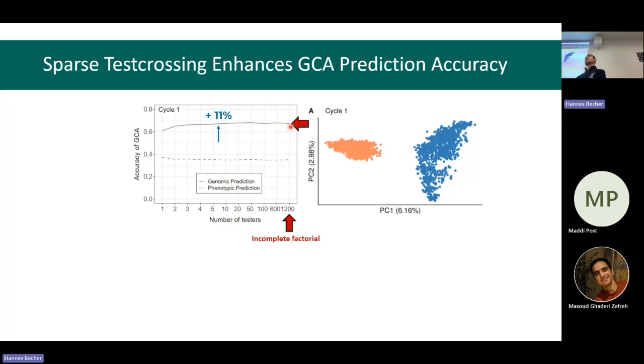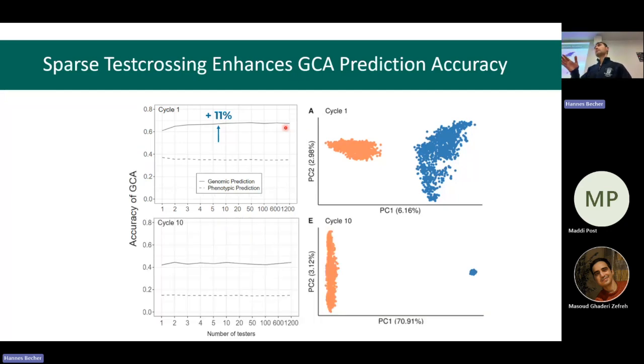So we see an increase in accuracy of GCA when you increase the number of testers with genomic models, but not with the phenotype model. I want to talk about that in a few slides, so we will address the reason why. Then, in cycle 10, when the divergence between the pools is high and they are highly separated, the advantage disappears, and we don't see much increase from using more testers.